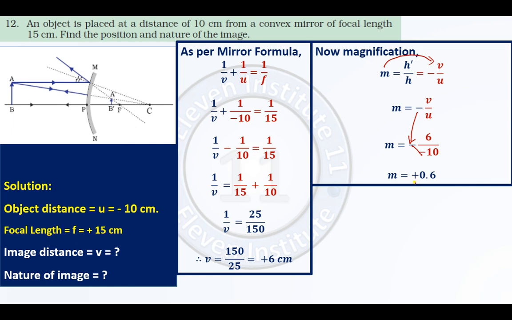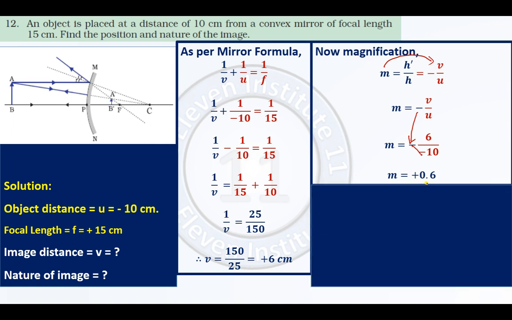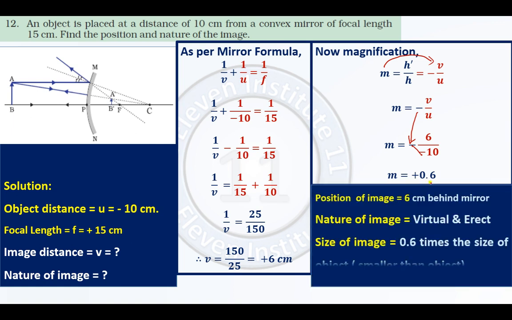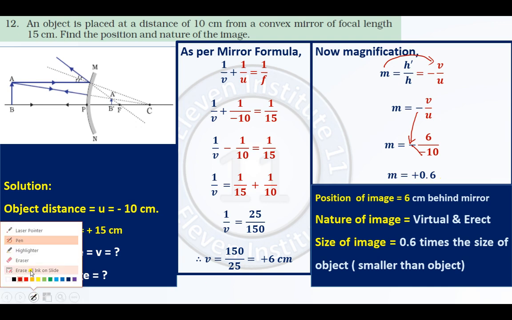This positive sign indicates that the image formed is virtual and erect, and 0.6 indicates that it is smaller than the object. Fine, quite easy. Again, I request you to please pause the video and write this sum down in your CW.